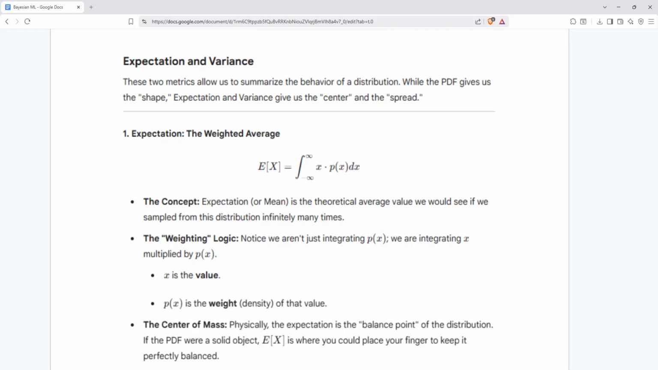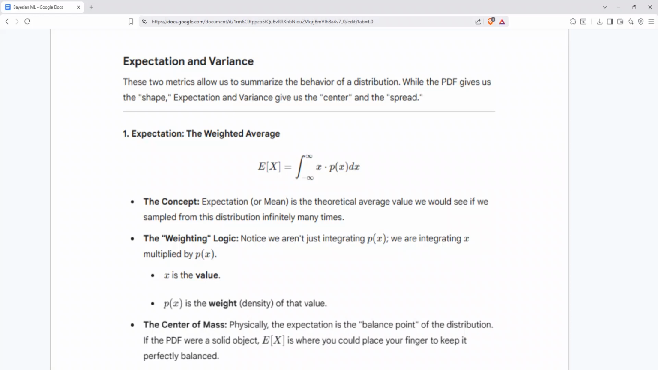From the previous video, we understand how probability is distributed and accumulated. We also need a way to summarize the entire distribution now in a simple way, because looking at the full curve every time is not practical. So we use two key ideas, expectation and variance. Expectation tells us the center of the distribution, and variance tells us how spread out the values are.